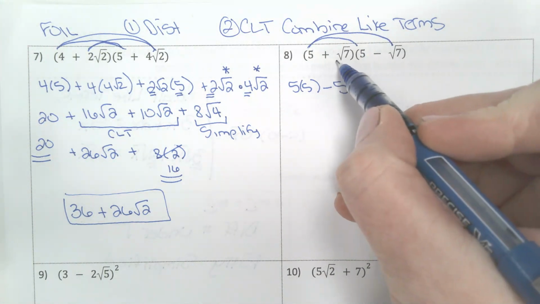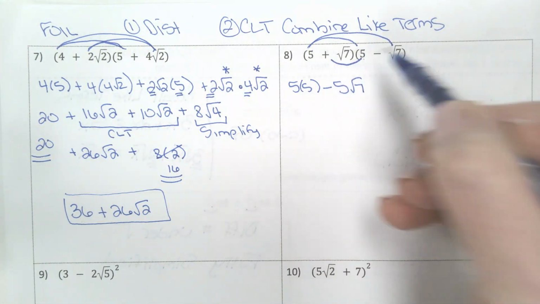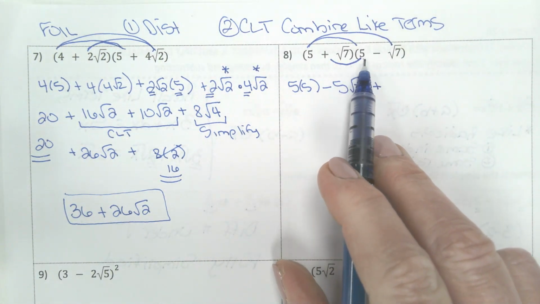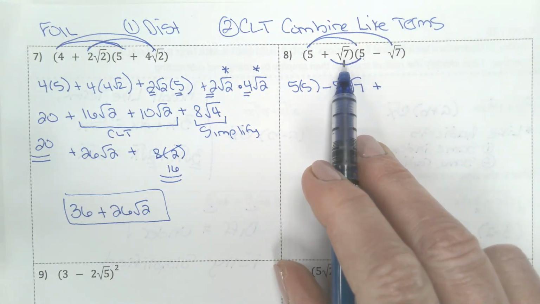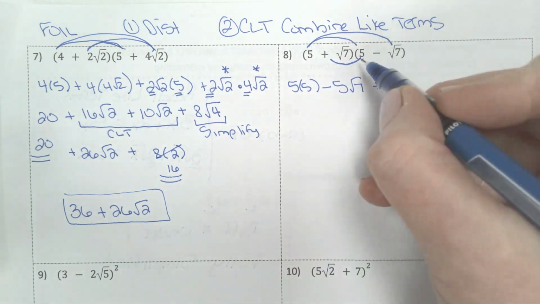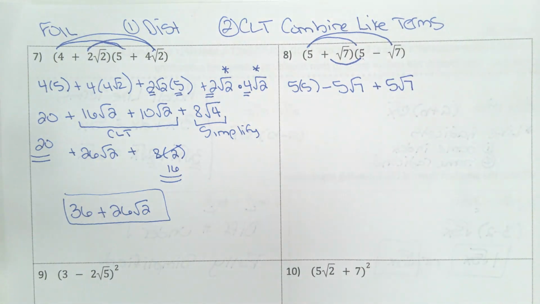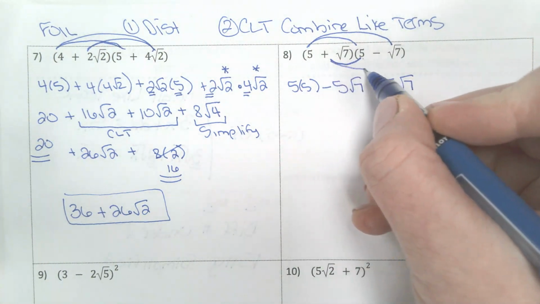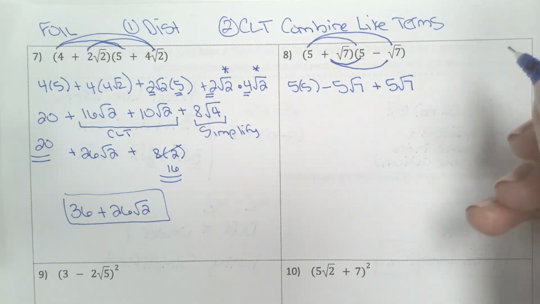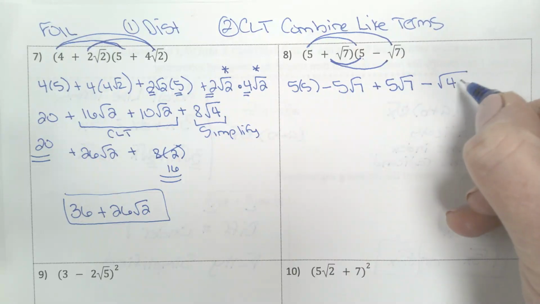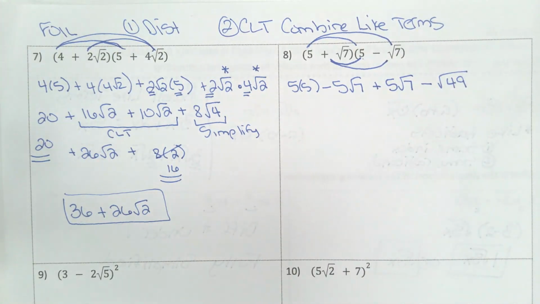And now when I distribute positive radical 7 times 5, it would be customary to put your coefficient, your regular number term, before your radical term. So right here, I'm just going to switch the order, and that's 5 radical 7. Now I have radical 7 times negative radical 7. So a positive times a negative is definitely a negative. And 7 times 7 is 49. That needs to be under a radical symbol.